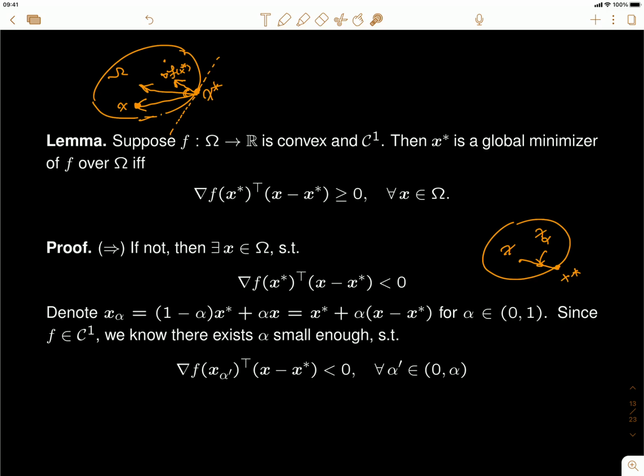The reason is that when we have x alpha prime very close to x star, shifting this point closer and closer to x star, this value will converge to that, since the gradient of f is continuous. So if I just change the value here, this value is supposed to be less than 0 as well, when alpha prime is pretty close to 0. In that case, x alpha prime is really close to x star. Let's see what happens then.